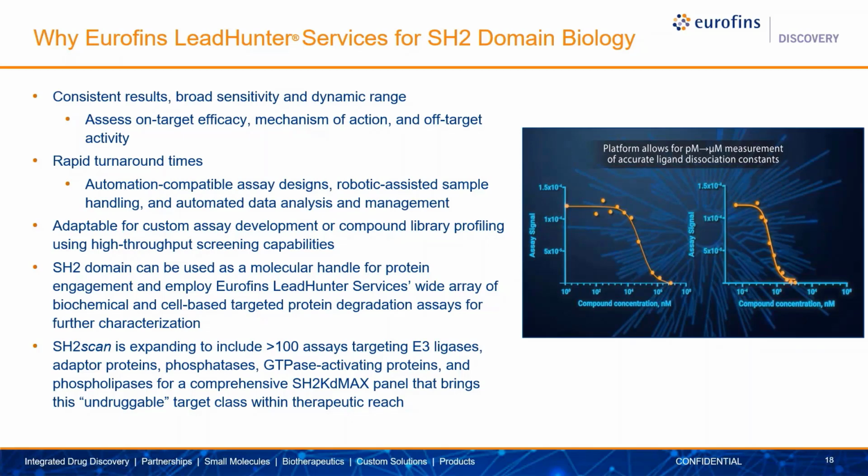Assays are performed in a high throughput 384 well format, allowing for library profiling. We offer rapid turnaround for compound screening of 5 days for weekly submissions and 20 days for library screens.